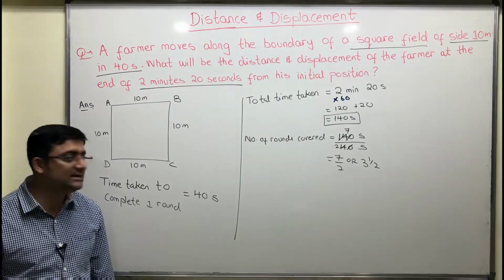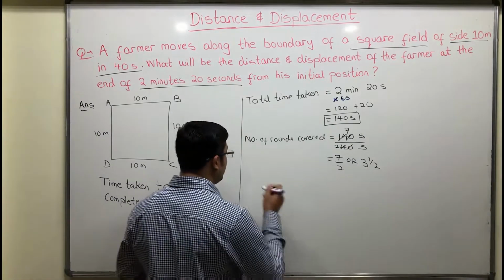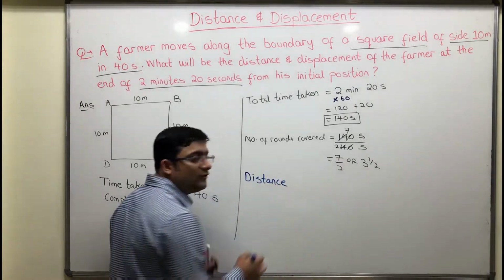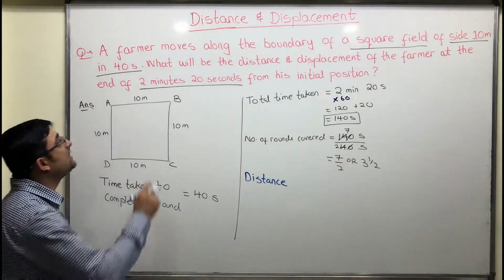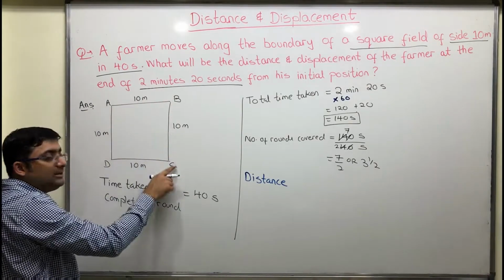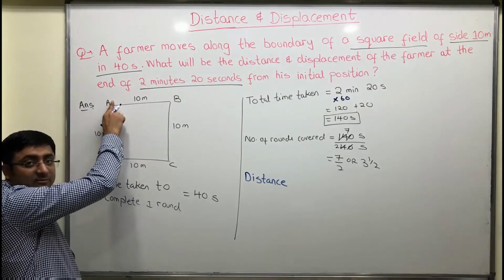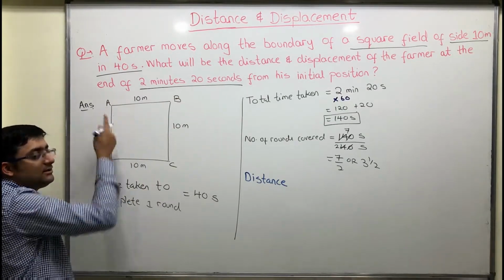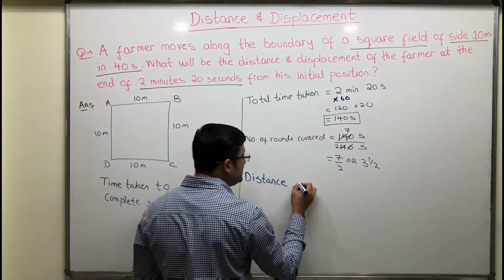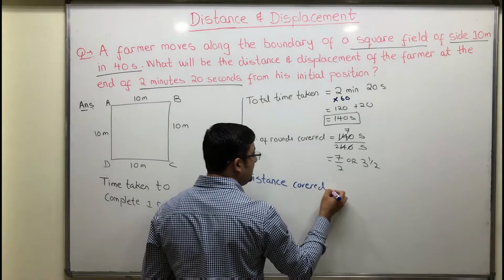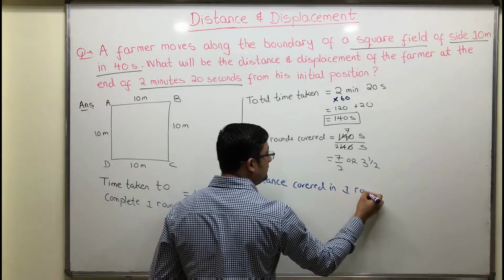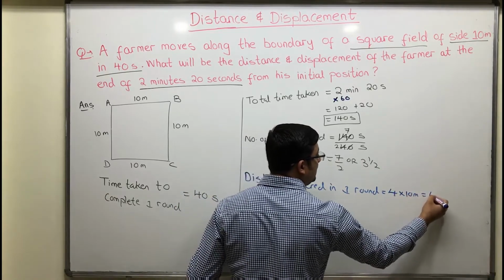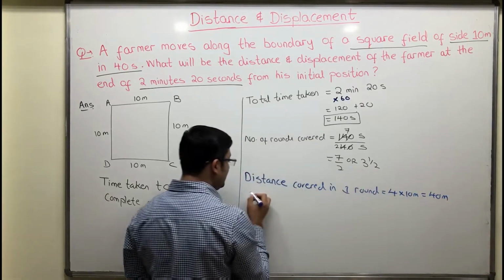Now we just have to find distance and displacement. So it's very simple now. First we'll calculate distance. So see guys, how do we calculate distance? What is the distance covered in one round? It is nothing but the perimeter of the square. I repeat, if you start from A, you take one round, so 10 plus 10 plus 10 plus 10. Basically perimeter. So distance covered in one round is equal to 4 into 10, that is 40 meters.